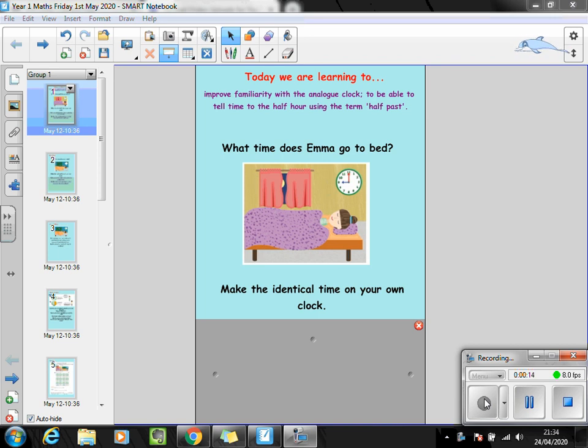Today in maths, we're going to learn how to tell the time to the half an hour using the language of half past. Have a look at the first picture of our in focus task. Look closely at the clock. Can you tell your adult what time Emma goes to bed? Can you make the same time on your own clock that you made from Monday?